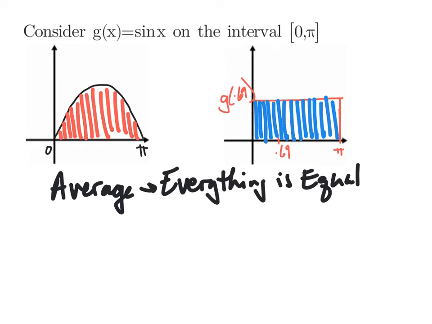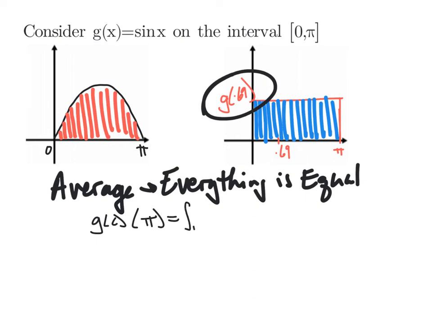So when we're trying to identify what the average value of a function is over an entire interval, it would be that value that if they were all the same, this is what they would be. And that functional value would be right here at that g of 0.69.